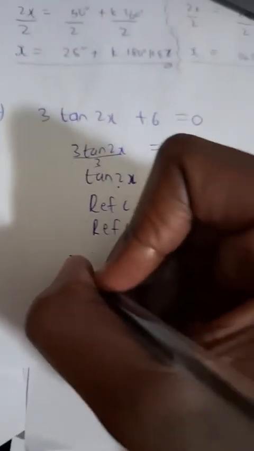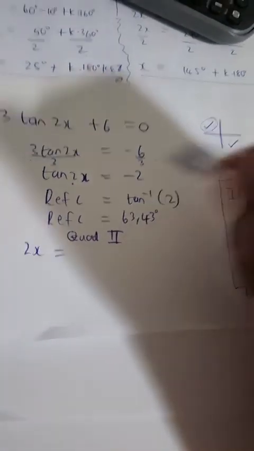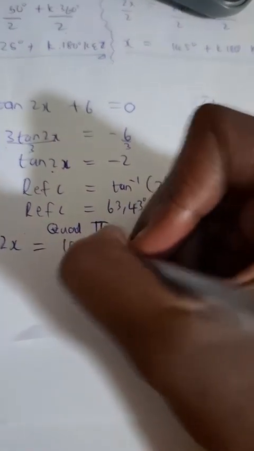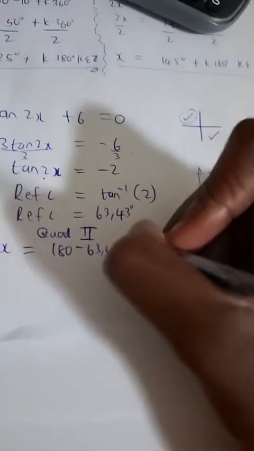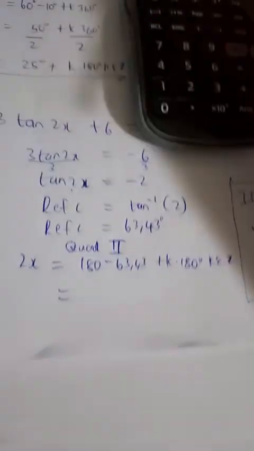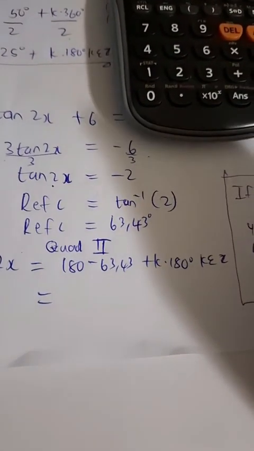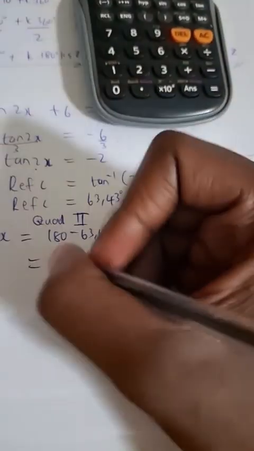So we are going to write 2x. This is quad 1. So this is only applicable to tan. You're not doing quad 1, quad 2. 2x is equal to 180 minus 63,43 plus k 180 degrees, where k is an element of integers. Then what's 180 minus 63,43? It's 116,57.